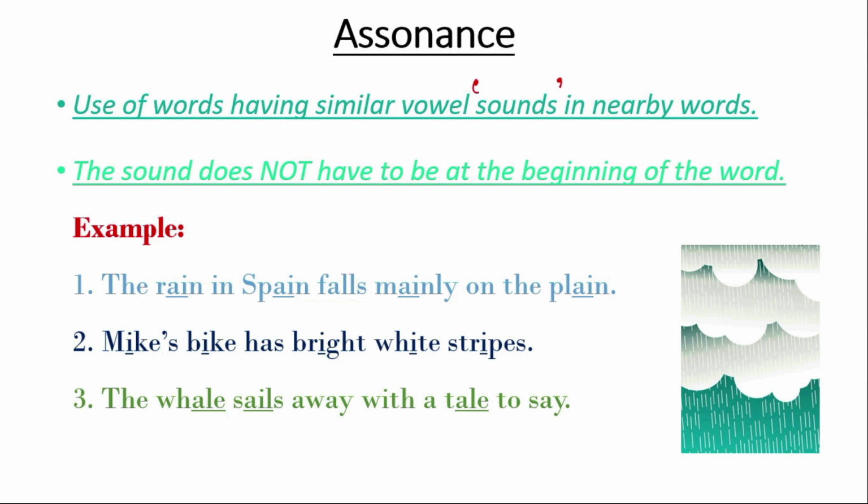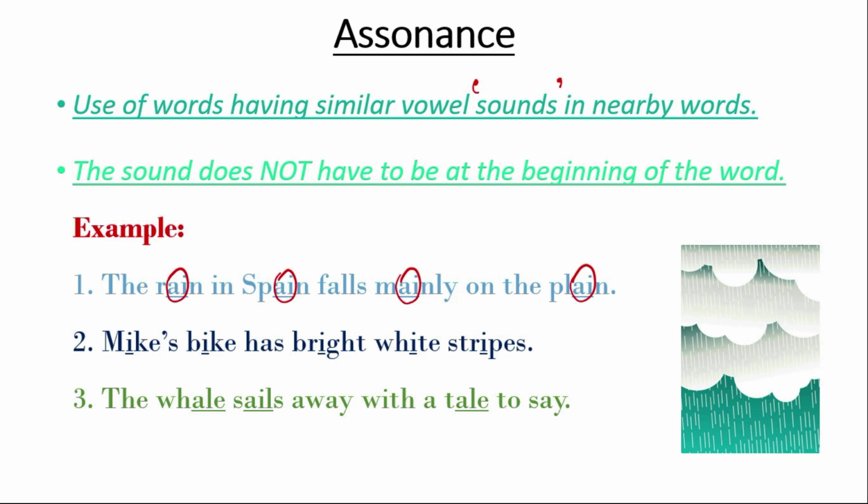Now let's look at an example. The first is, the rain in Spain falls mainly on the plain. So if you see here, I have underlined the A sound. So rain, Spain, mainly, plain. So A is there. So this is assonance. The A sound is repeated.